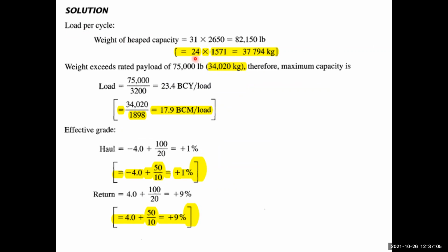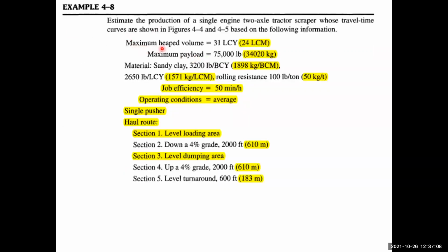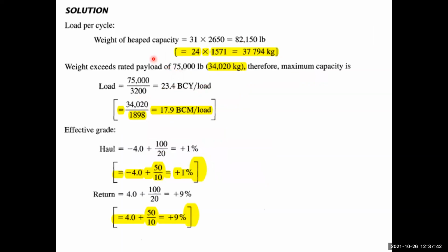So 24 was the maximum heaped volume that this scraper can take, multiplied by 1,571, because 1,571 is the loose weight per cubic meter. So 24 cubic meters multiplied by 1,571 kilograms per cubic meter. That will be the weight in kilograms, the heaped capacity. So in one heaped capacity, the weight will be 37,794 kilograms.